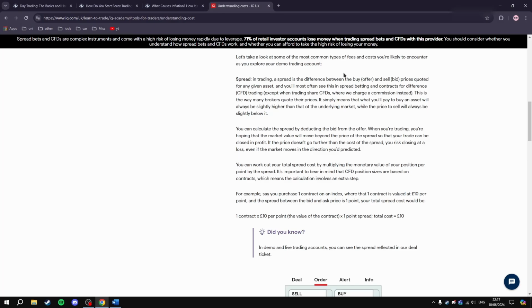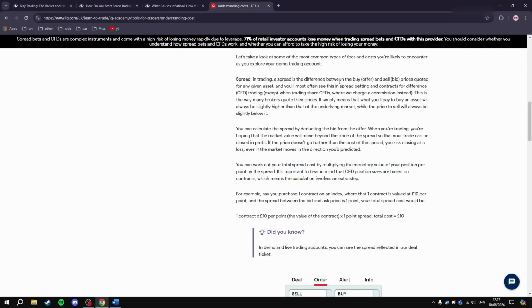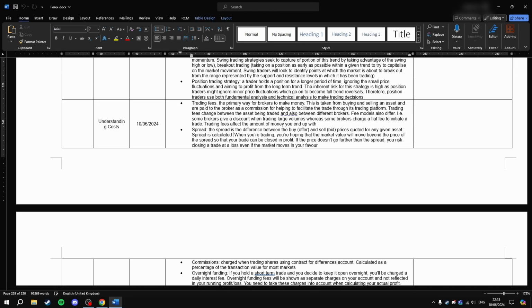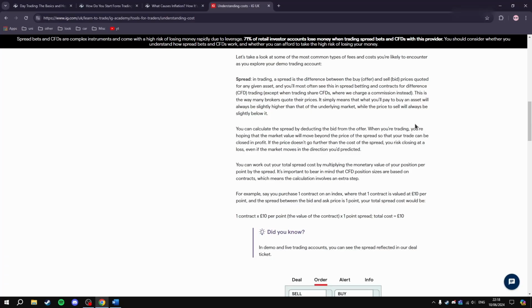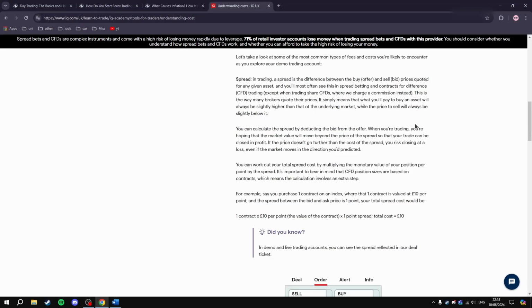Just a quick one. I forgot to add something for the spread. So basically what I missed out was: calculate spread by deducting the bid from the offer, which I kind of said earlier, but I'm going to add it in anyway. So spread is calculated by deducting the bid from the offer.